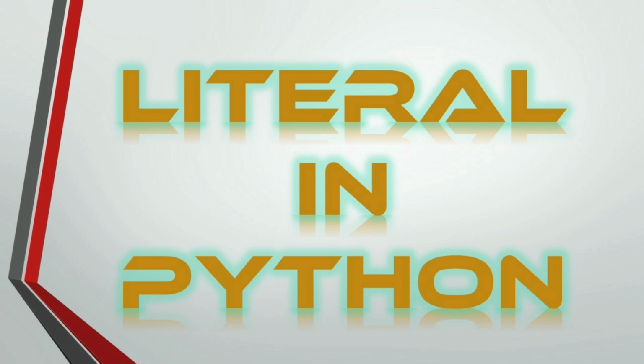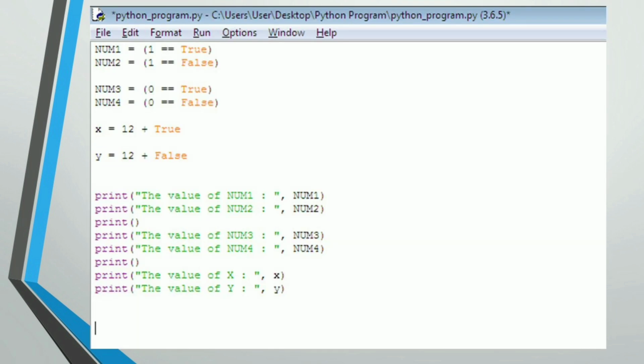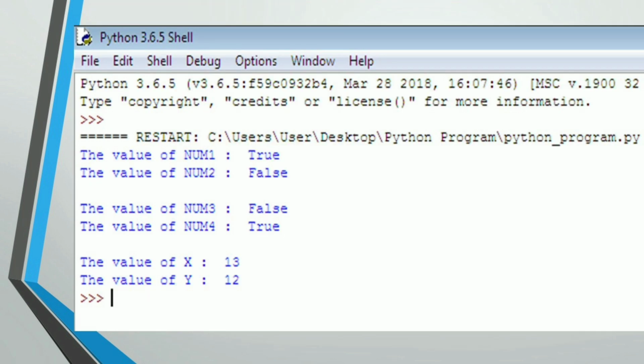So let's start. First one is Boolean literals. A Boolean literal has either of the two values, true or false, where true represents 1 and false represents 0. You can see in Python IDE some examples of Boolean literal. When we add 12 plus true, the result will be 13 as true represents 1. And when we add 12 plus false, the result will be 12 only as false represents 0.